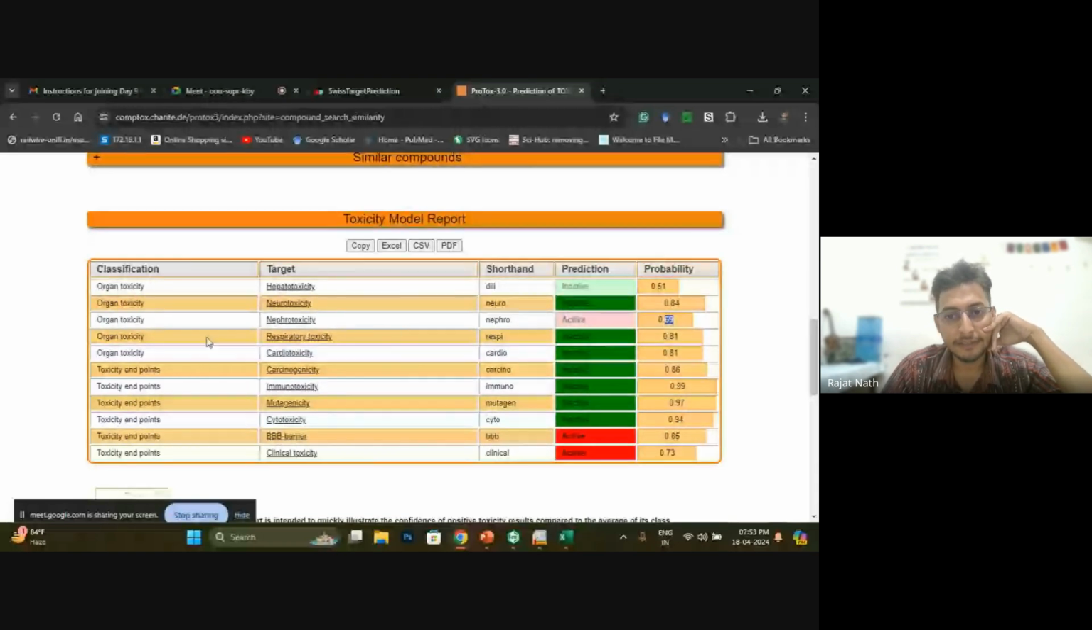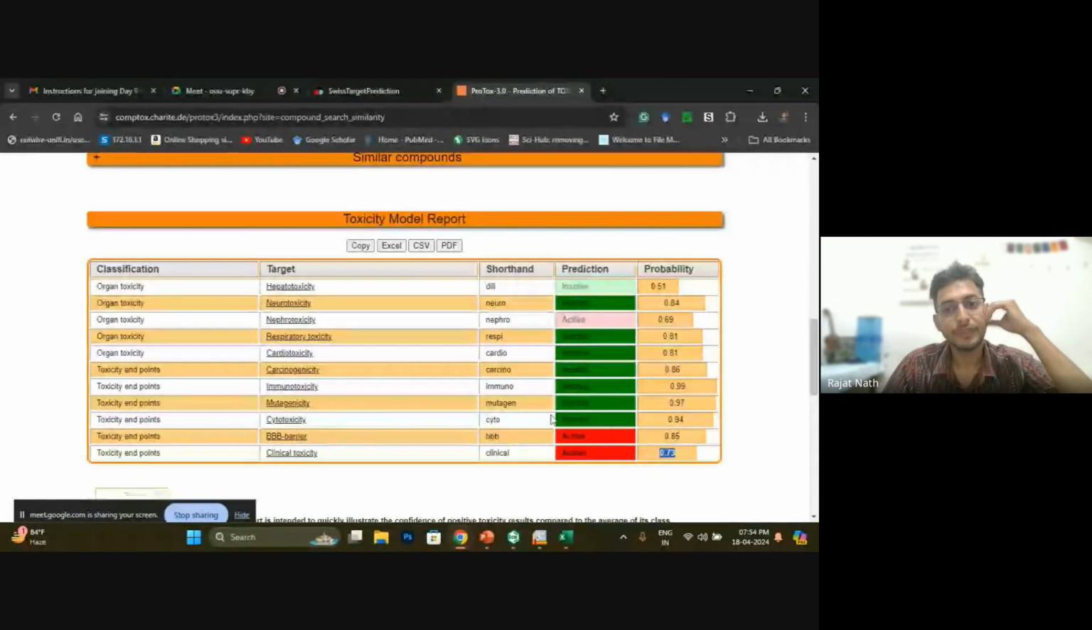Respiratory toxicity is not shown by the compound. Cardiotoxicity also not showing. Carcinogenicity also not showing. Immunotoxicity is also not showing. Mutagenicity also not showing. Cytotoxicity is also not showing. It will cross the blood-brain barrier. There is a chance of 85% that this compound will cross the blood-brain barrier. And for clinical toxicity, there is a chance of 73% that it has clinical toxicity.